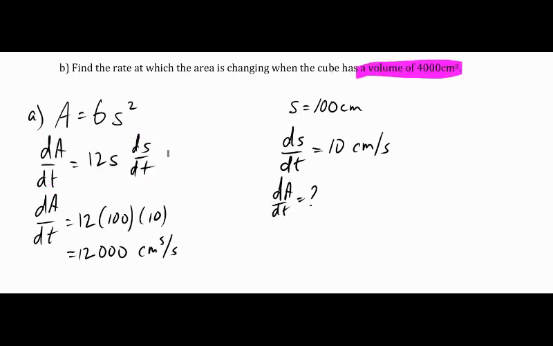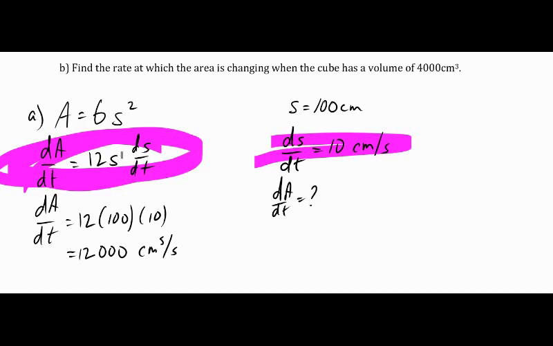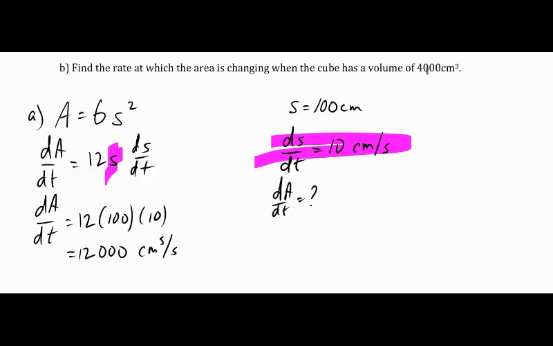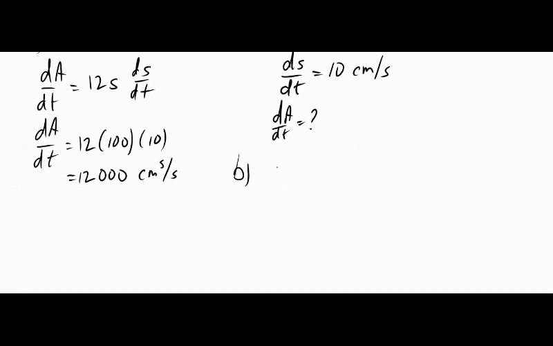Well, what I need for this is ds by dt, which we have. We were given that in the beginning. And I need s. So if I'm given the volume, I can use that to find s. So that's what this question is all about. B, so volume is length times width times height, but they're all the same, so s cubed in this case. So 4,000 is s cubed, so s is the cube root of 4,000, whatever that works out to.